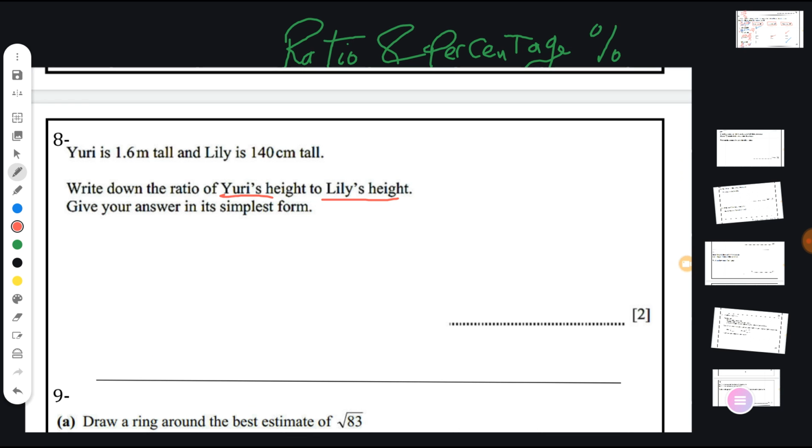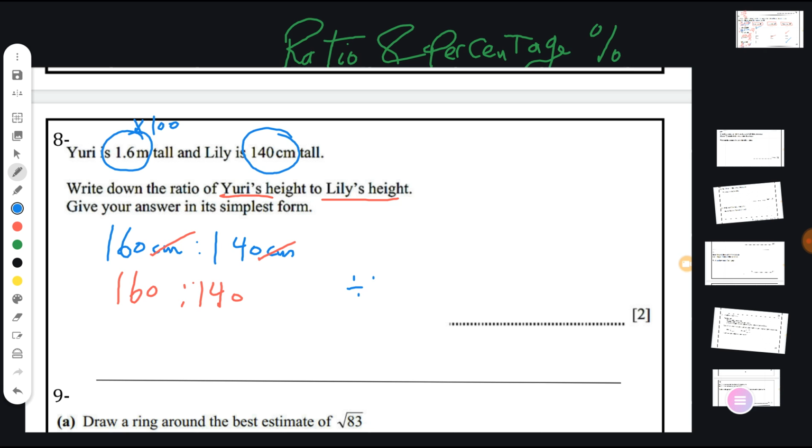Before we start, you must know that when we compare ratios together, the first term and second term must be of the same quantities and unit. But as you see here, the first one is in meter and the second one is in centimeter. So we will convert the first one from meter to centimeter by multiplying by 100. So the first term will be 160 centimeter to 140 centimeter. But actually we don't write units in ratios. So it will be 160 to 140.